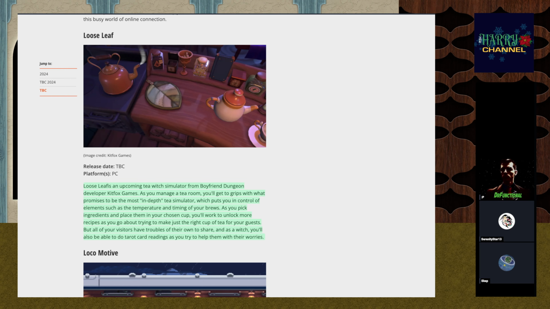Loose Leafus is an upcoming tea simulator from Boyfriend Dungeon developer Kit Fox Games. As you manage a tea room, you will get to grips with what promises to be the most in-depth tea simulator, which puts you in control of elements such as temperature and timing of your brews. As you pick ingredients and place them in the chosen cup, you will work to unlock more recipes as you go about trying to make just the right cup of tea for your guests. But all of your visitors have troubles of their own to share, blah, blah, blah. Who cares? It's really about tea.